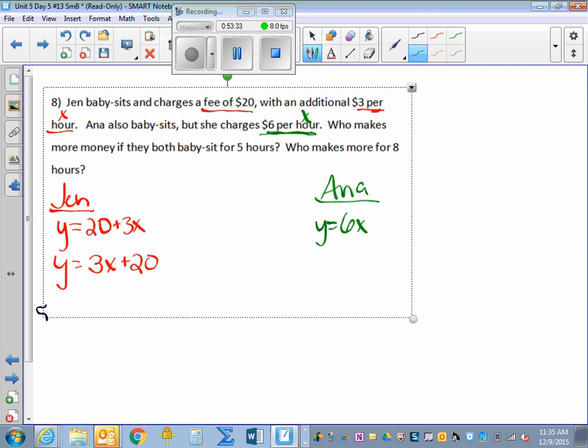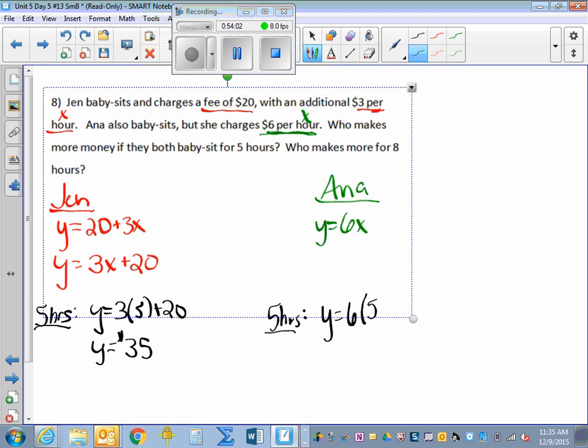Now let's take a look at 5 hours. Well, for Jen, she would make 3 times 5 plus 20. And 3 times 5 is 15, plus 20 would be 35. So for 5 hours, Jen makes $35. For Anna for 5 hours, we have 6 times 5, again x is 5, the number of hours. And 6 times 5 is 30. So for 5 hours, Anna only makes $30.